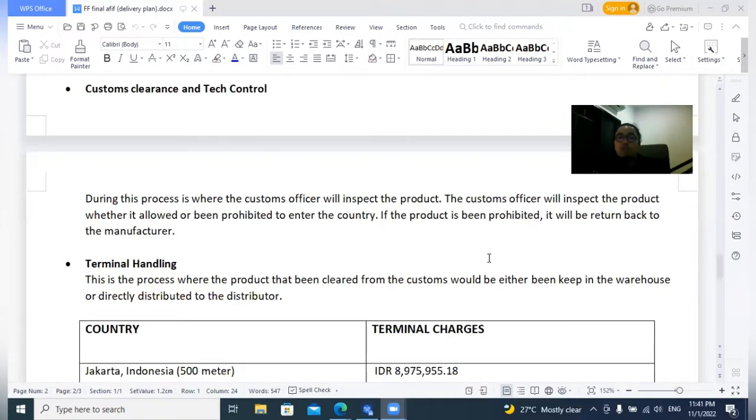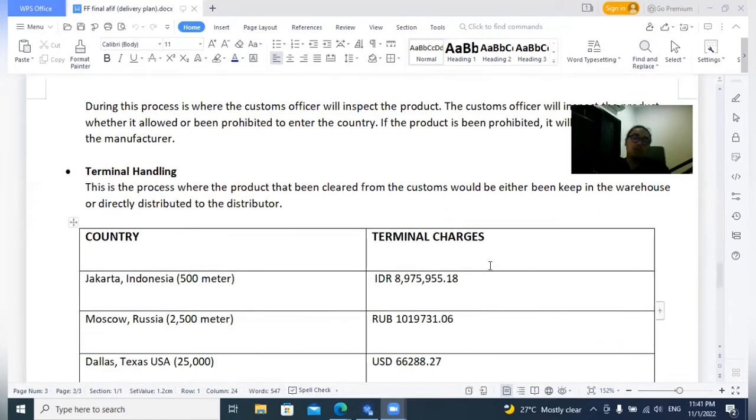So the last one is the terminal handling. This is the process where the product that has been cleared from customs will either be kept in the warehouse or directly distributed to the distributor. So this is the price for the terminal charge.